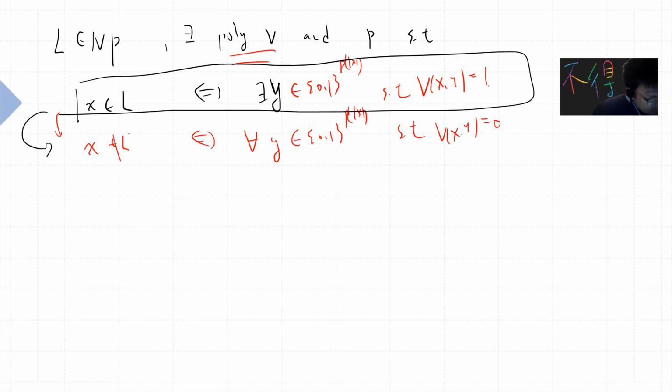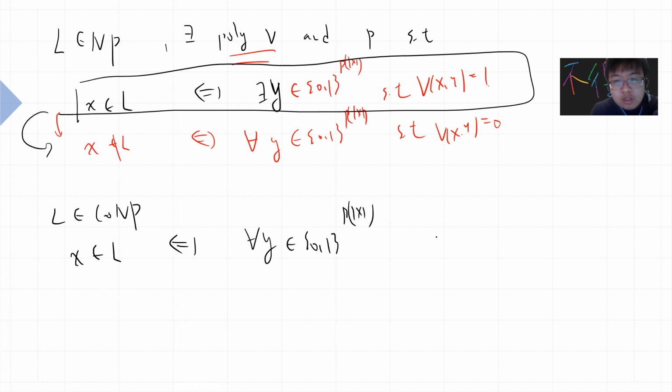One can also define L belongs to co-NP. L belongs to co-NP means that X belongs to L if, changing to for all Y in {0,1}^P(X), V(X,Y) equals 1. So if X belongs to this co-NP language, it means that for all Y in {0,1}^P(X), V(X,Y) equals 1. This is the definition of co-NP.